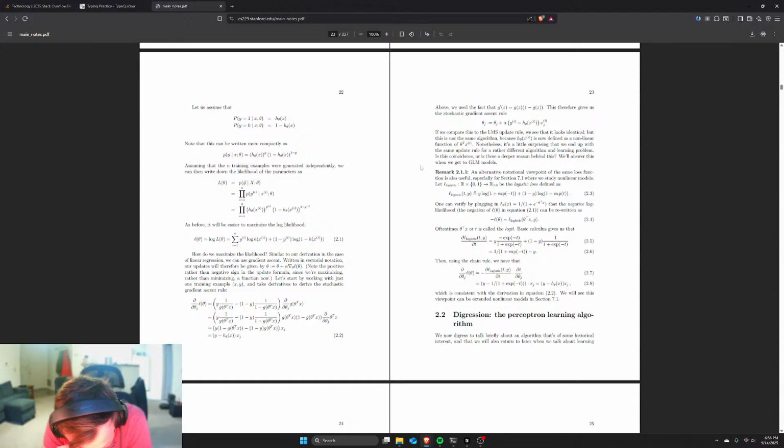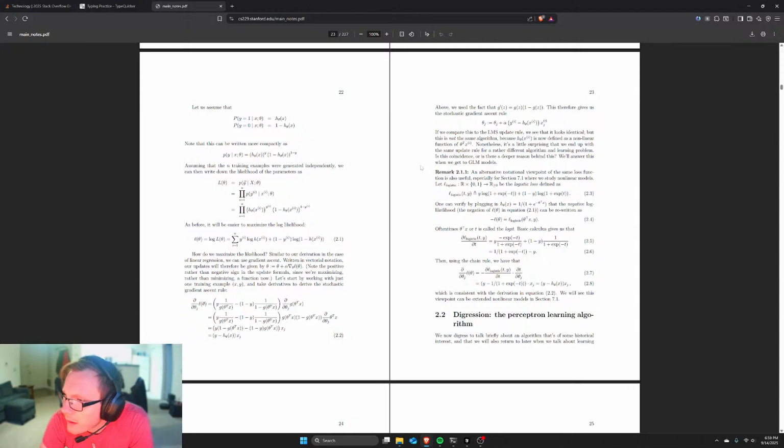So we have to multiply by pi I. So we get pi of I equals 1 of, I'll put that in there, h theta of x I. Okay. 1 minus h theta of x I.